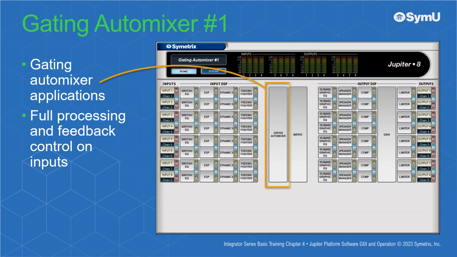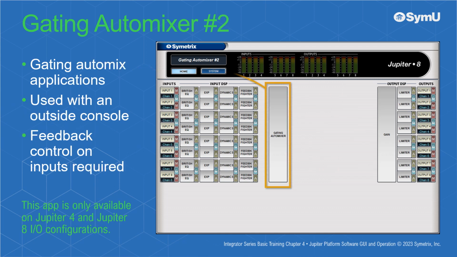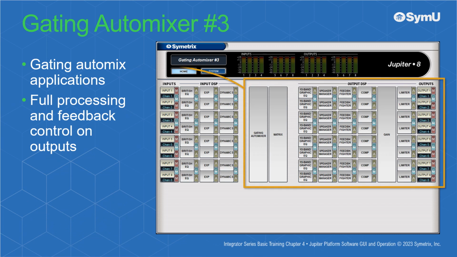For gating Automixer applications that require full processing as well as feedback control on inputs, Gating Automixer number 1 can provide a great starting point. Gating Automixer number 2 is designed for gating automix applications that are used with an outside console and feedback control on inputs is required. Gating Automixer number 3 is best for applications that require full processing and feedback control on outputs.